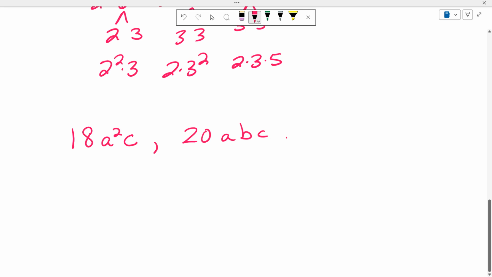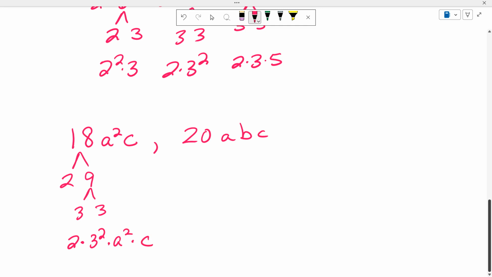All right, let's just do this one. Okay, 18. Greatest common factor of 18. So, or prime factorization of 18. How many times does 2 go into 18? 2 times 6 is 12. 9. 2 doesn't go into 9, so 9 is what times what? 3 times 3. So this is 2 times 3 squared times a squared times c. You write it out like that.